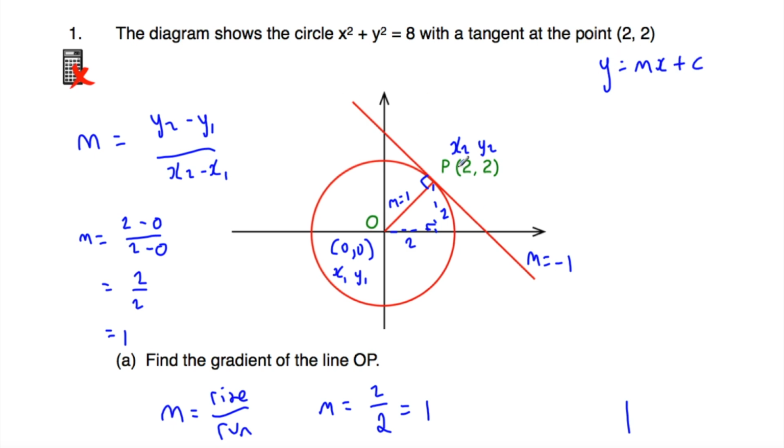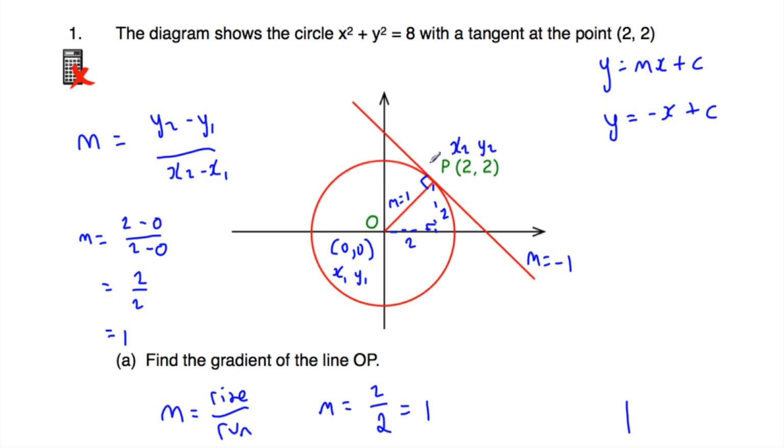Now for this tangent, we know the gradient is -1. So it's y equals, now I'm not going to write -1x, I'm just going to write minus x plus c. Instead of writing -1x, we can just write minus x, and then we've got our plus c. So we know that this line is in the form y equals minus x plus c. We now need to find c, the y-intercept.